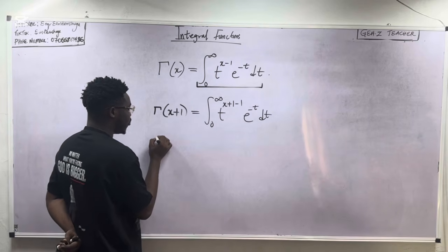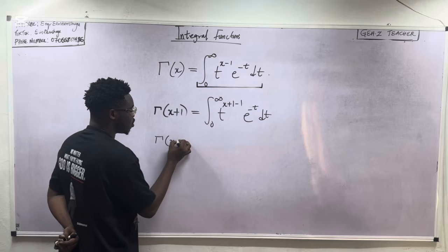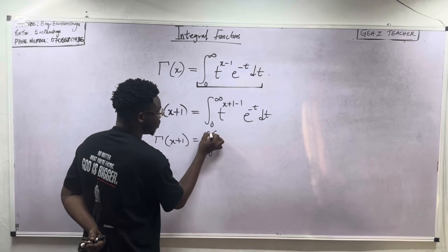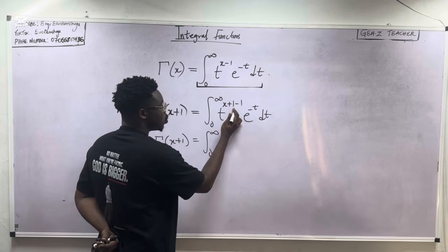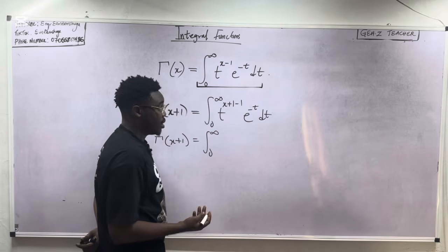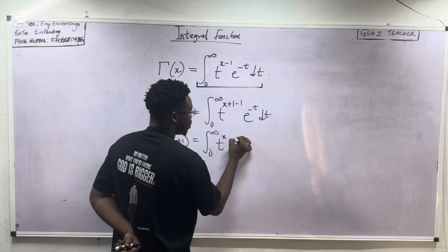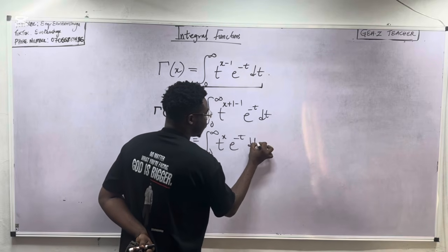Now simplifying further, the gamma of x plus 1 should become the integral from 0 to infinity. Now, what is 1 minus 1? That gives us 0. So we have t to the power of x, and then exponential negative t dt.